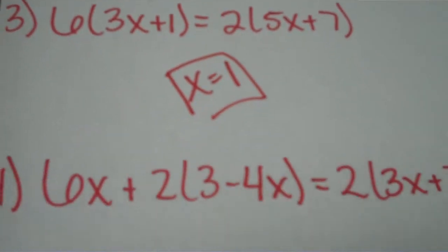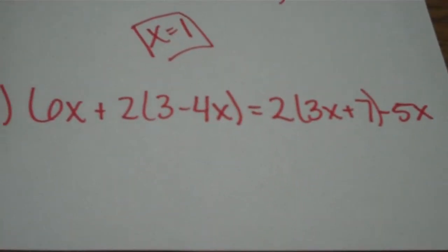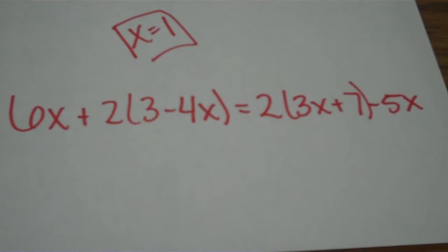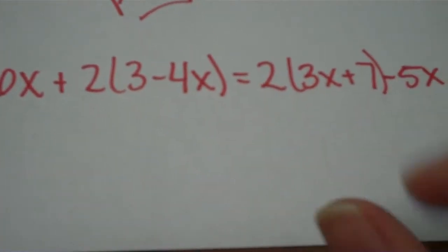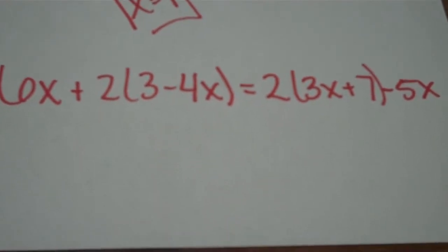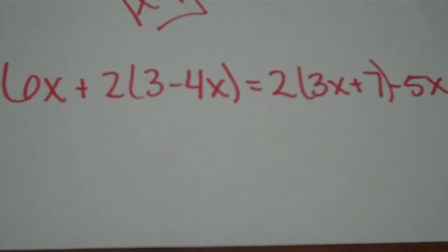Now, last one, it's a very big problem. Whew, look at that. 6x plus 2 parentheses 3 minus 4x equals blah, blah, blah. Okay, it's a huge problem. To do this by hand would be very difficult, but yet again, the calculator does it for you.